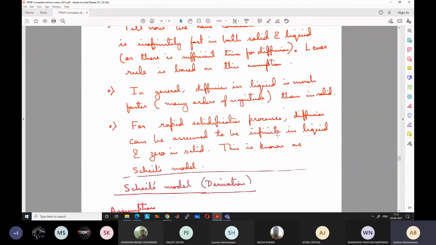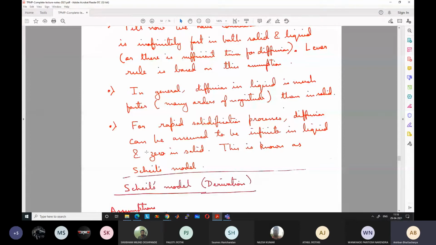So for rapid solidification like laser melting, we cannot assume that diffusion in the liquid is infinite, because in the liquid also there won't be sufficient time. But for normal fast processes like welding or casting, we can assume that diffusion in the liquid is infinite and in the solid is 0. Okay, so the main assumption in Scheil's model is that diffusion is infinite in the liquid and 0 in the solid. Okay. In contrast, the main assumption in the lever rule was diffusion is infinite in the liquid and infinite in the solid. Okay, so that is the difference.